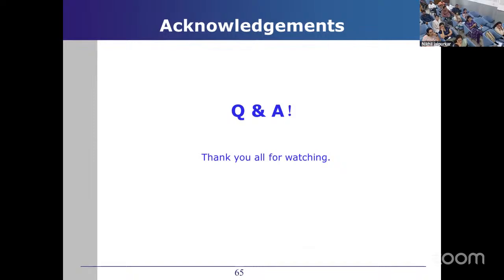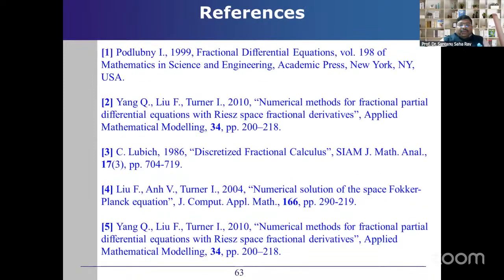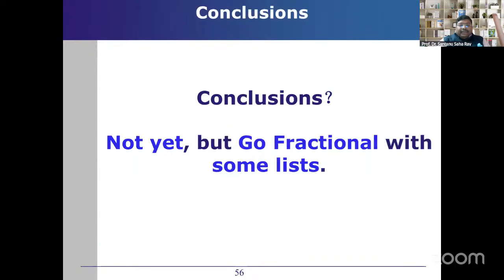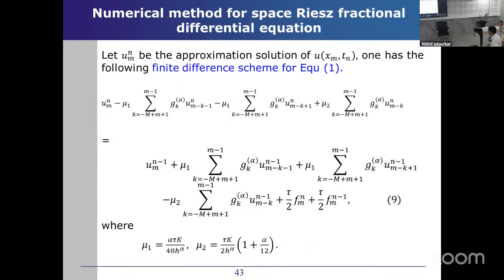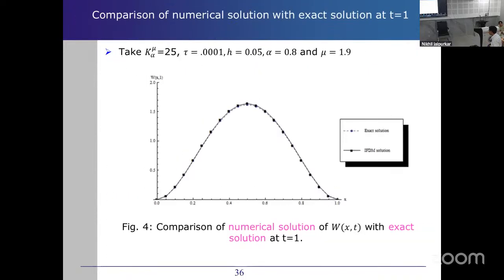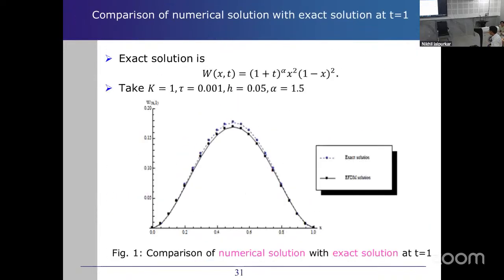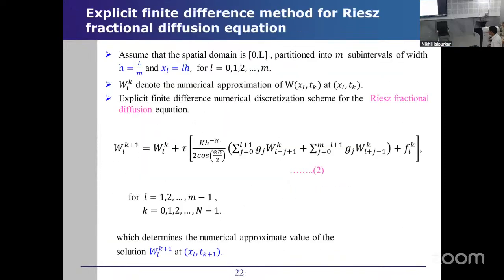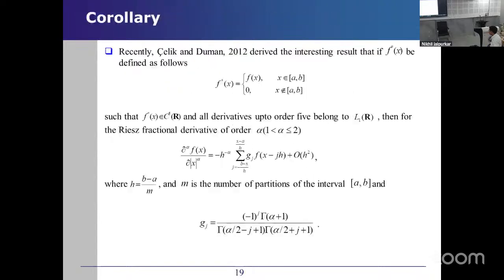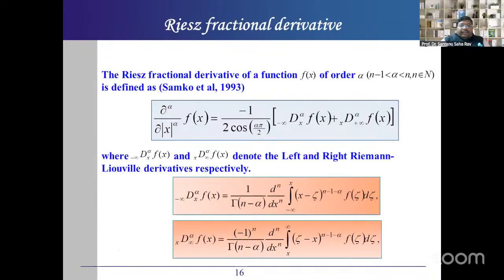Sir, in the definition of the Riesz fractional derivative, there is cos alpha by 2 in the denominator. Is there any reason for the cos? Dividing by 2 is like averaging kind of thing, but what is the reason for taking cos? This is the definition, sir. This is the definition itself? Okay.